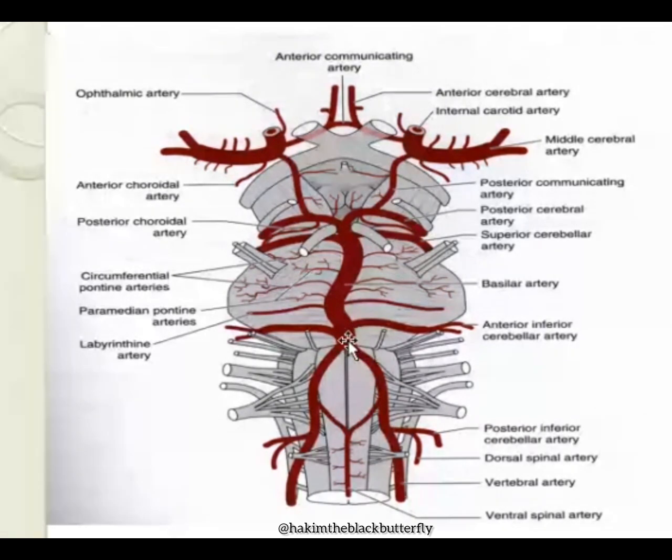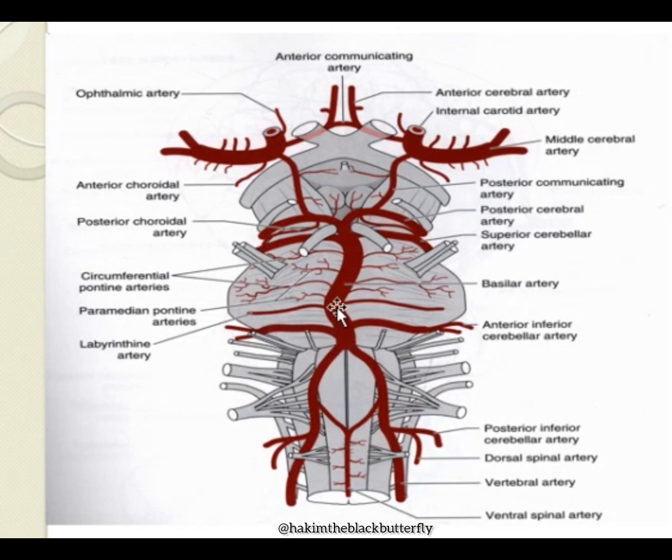What are the branches of the basilar artery? The first branch is the anterior inferior cerebellar artery. Remember here the posterior inferior cerebellar artery. Both these arteries supply the inferior surface of the cerebellum. This one supplies the anterior portion of the inferior surface of the cerebellum, and this one supplies the posterior portion of the inferior surface of the cerebellum. So this is the counterpart, the anterior inferior cerebellar artery. It's the first branch.